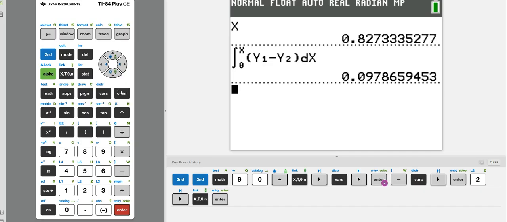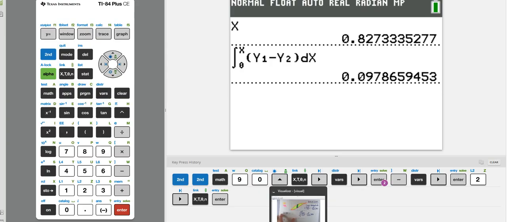How many people were actually able to get that number on their calculator? Wow, that's a good lot of you. Well done. Hopefully the rest of you can either reach out with a question or try and get some help. But that's a good skill. That's something that I wouldn't mind testing you on in an exam.